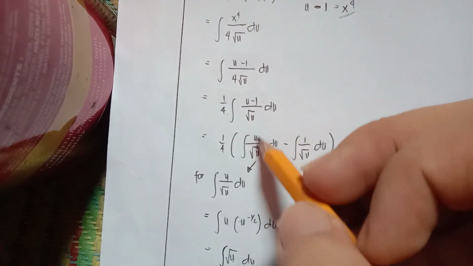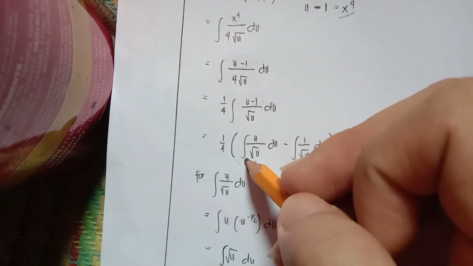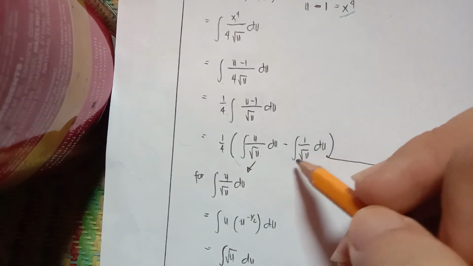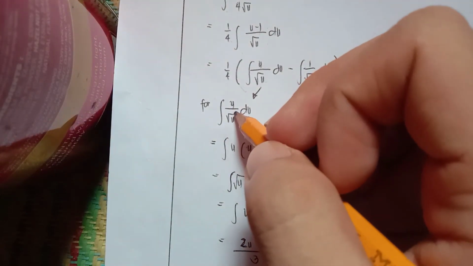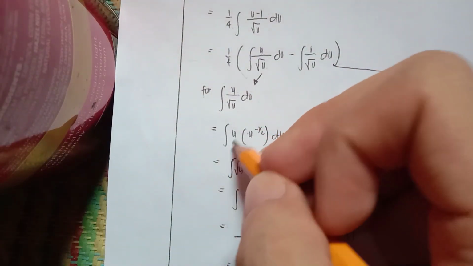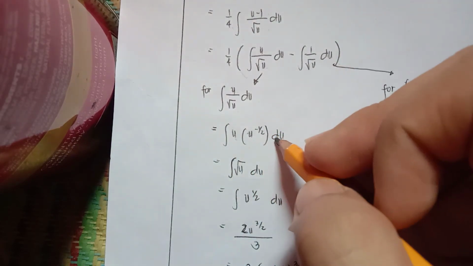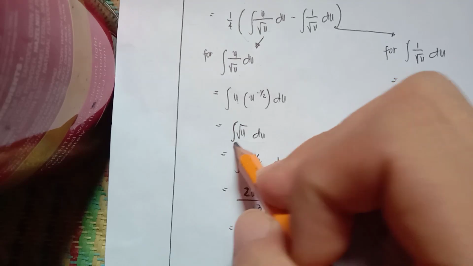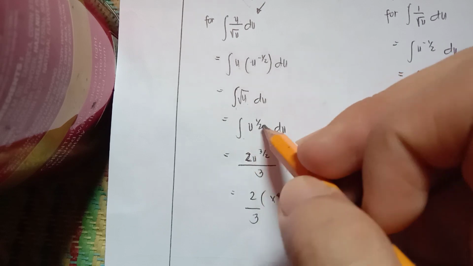Now, paghiwalayan natin muna yung dalawa, so equals to 1/4 then ang parenthesis, the integral of u over square root of u du minus the integral of 1 over square root of u du. So, for the integral of u over square root of u du, so equals to the integral of u times the quantity u raised to negative 1/2 du. So, magiging, evaluate natin, magiging the integral of square root of u du, integral of u raised to 1/2 du.